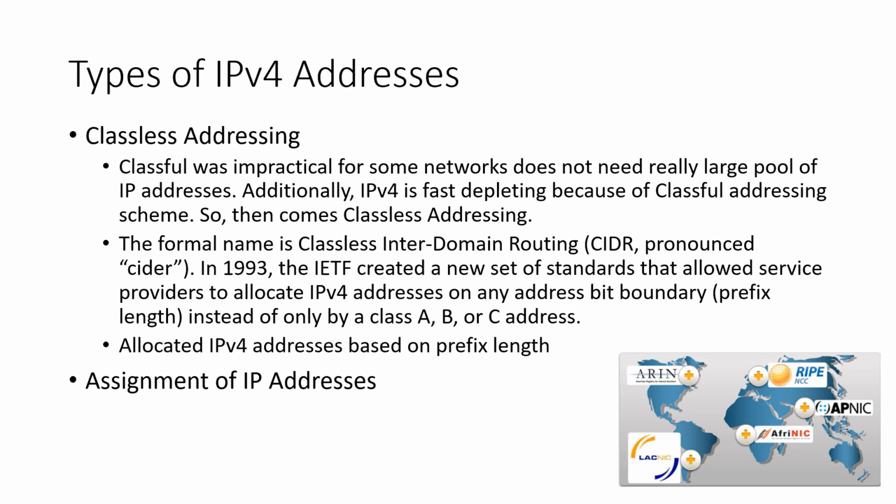A formal name is Classless Inter-Domain Routing. Okay, CIDR, pronounced "cider". In 1993, the IETF created a new set of standards that allow service providers to allocate IPv4 addresses on any address bit boundary, that's the prefix length, instead of only a class A, B, or C address. Allocate IPv4 addresses based on the prefix length.